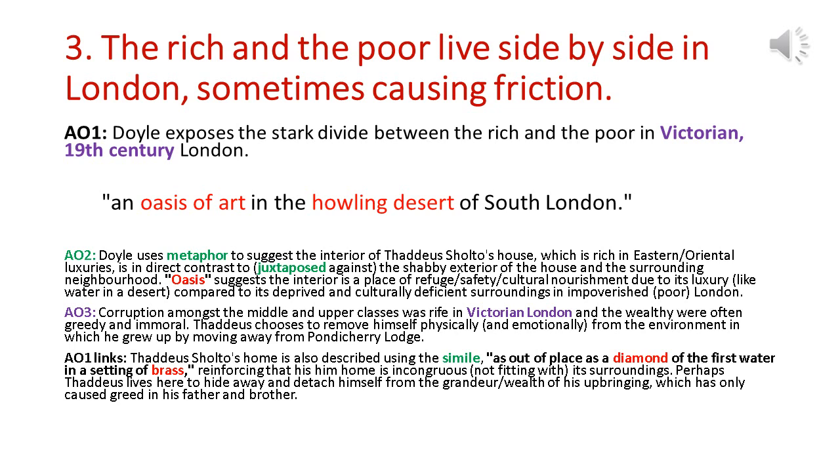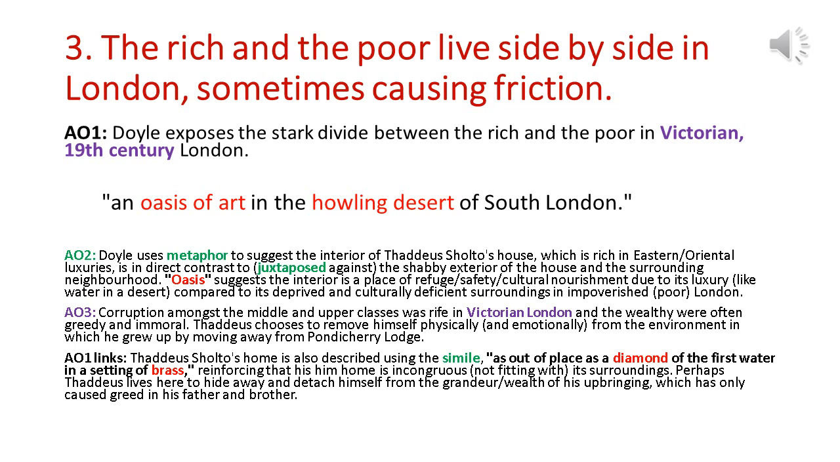it's like an oasis. An oasis in the desert, if you're unsure, is a place where there would be a water source. So using that metaphor suggests that the interior of this home is a place of refuge or safety or some kind of cultural nourishment. So Thaddeus Sholto seems to hide away in there, and that's where he seeks refuge. And that's in comparison to the deprived surroundings as soon as you leave the house.